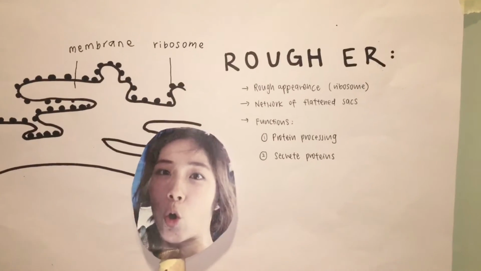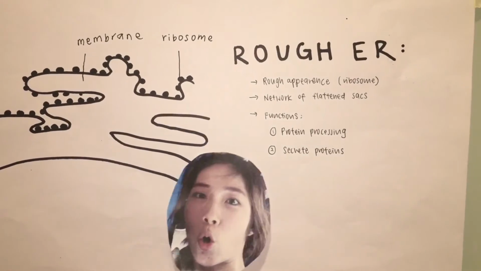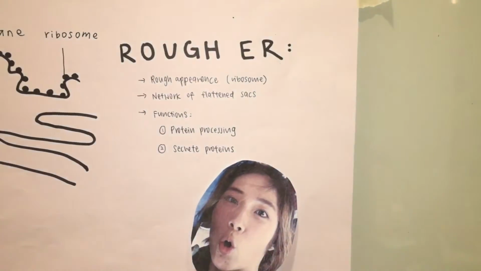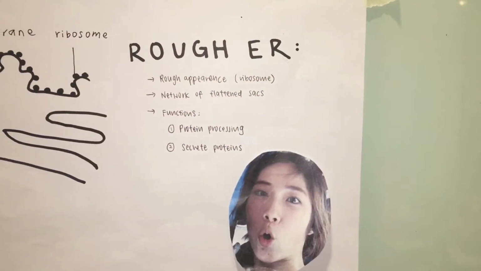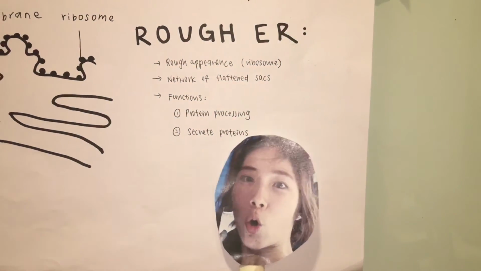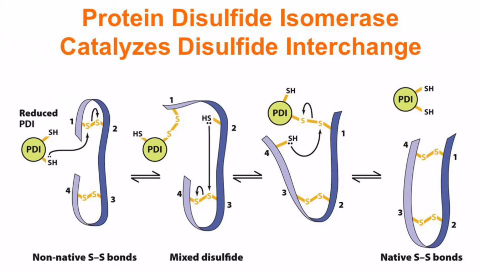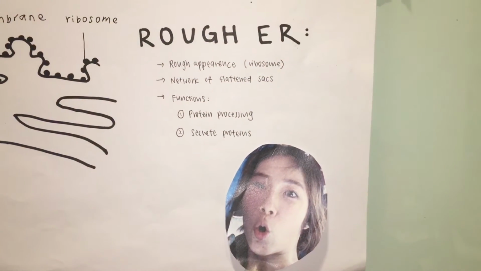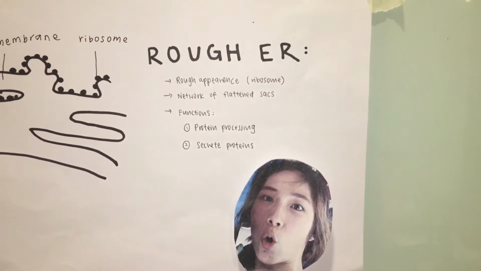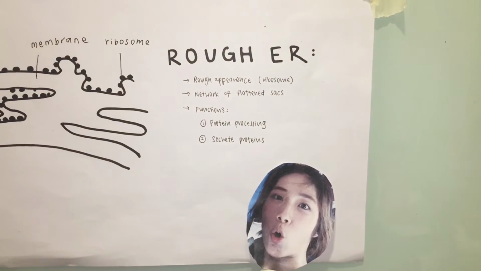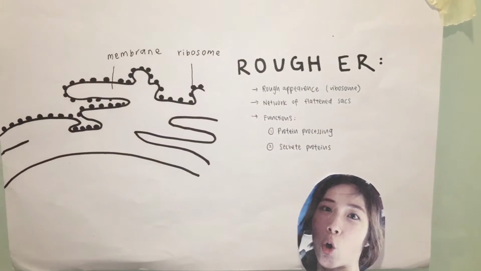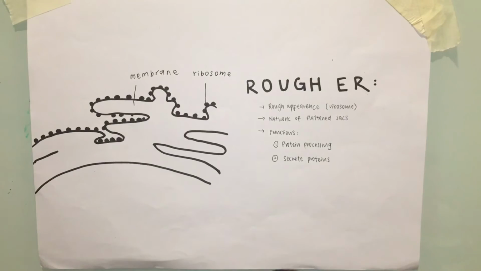The first function of the rough ER is to produce protein. It has molecular chaperones to ensure proper protein folding, and has the necessary protein processing enzymes like protein disulfide isomerase. Now, moving on to its second function. It is to secrete proteins. Hence, in protein-secreting cells like the pancreatic and salivary gland cells, more rough ER is present.